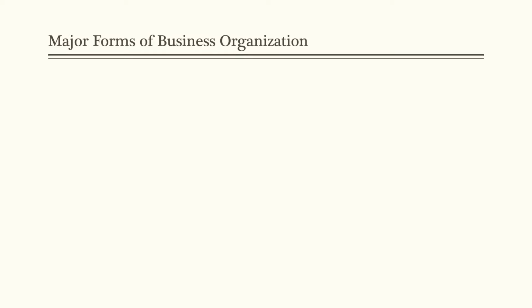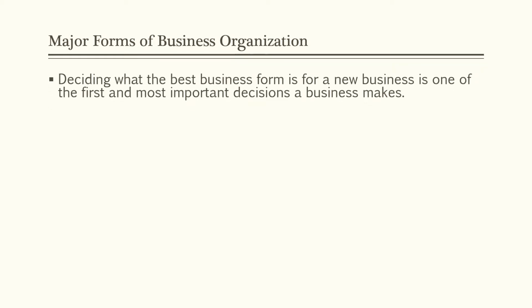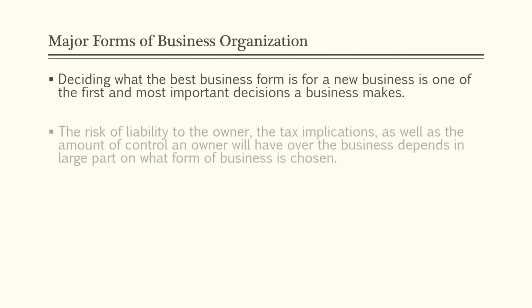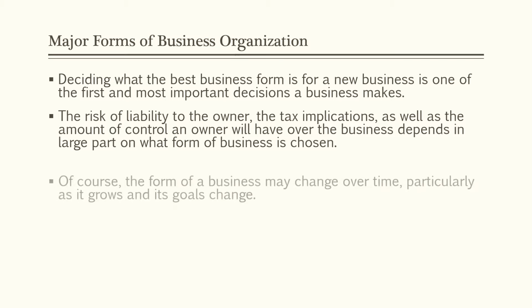Exhibit 21-5 on page 480 gives a good summary comparison of the major alternative business forms we will study in this lesson. Deciding what the best business form is for a new business is one of the first and most important decisions a business makes. The risk of liability to the owner, the tax implications, as well as the amount of control an owner will have over the business, depends in large part on what form of business is chosen.